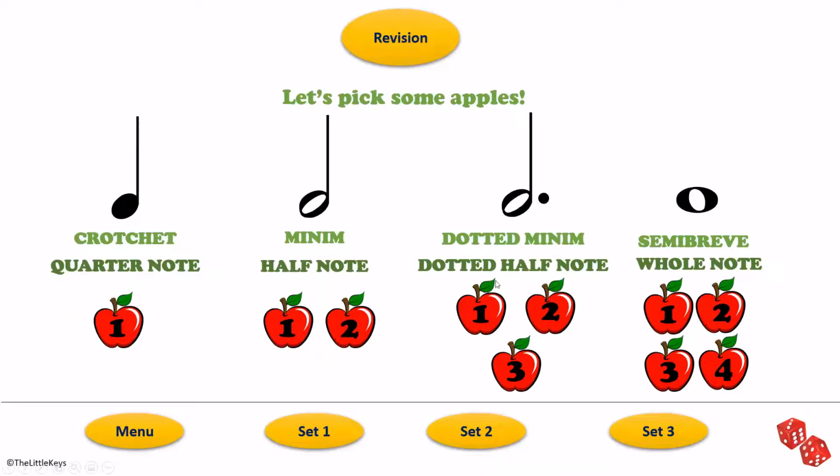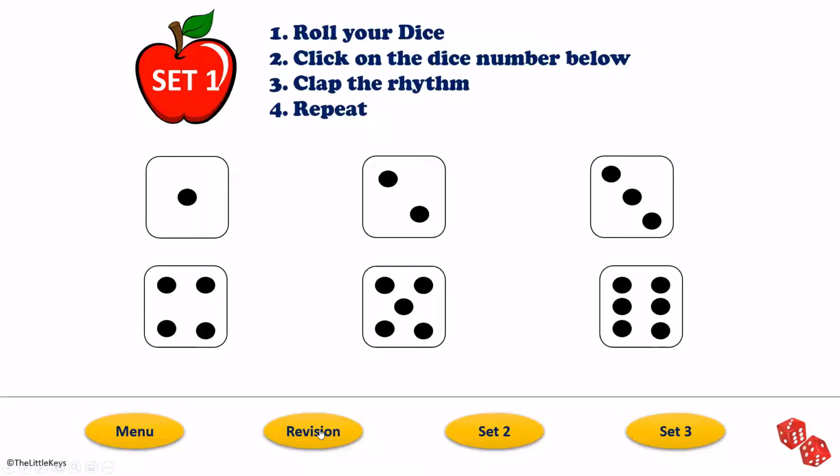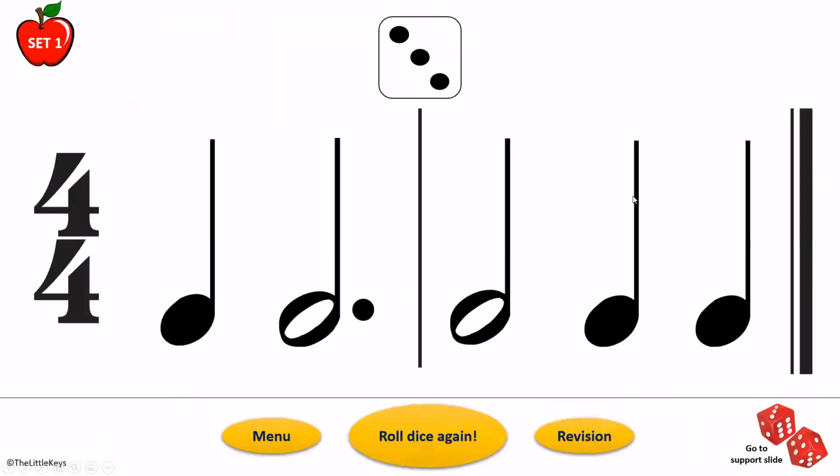Once we are done with the revision, we can go to set 1. And here is where the fun part starts. We can finally roll the dice. So we can either do it ourselves or ask our students to do that. And let's imagine that we rolled dice number 3. Let's click here on number 3. And it will take us straight to set 1, rhythm 3 that we need to clap.